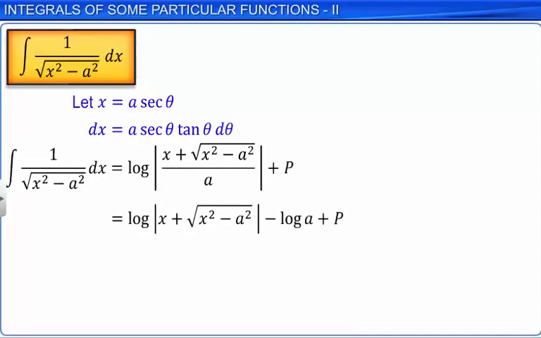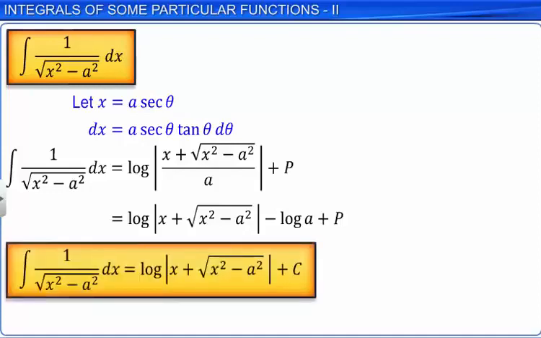The sum of minus log a and p is a constant. So this sum can be represented as c. Hence, integral of 1 upon square root of x square minus a square is equal to log x plus square root of x square minus a square plus the constant.